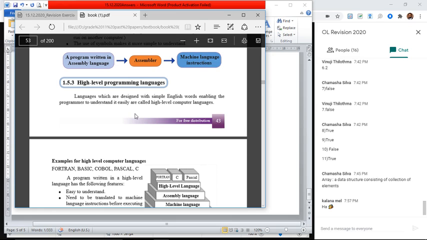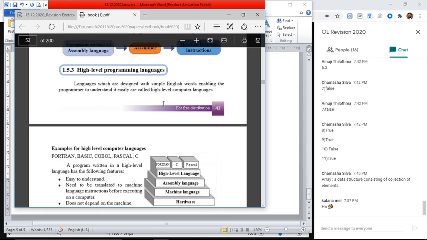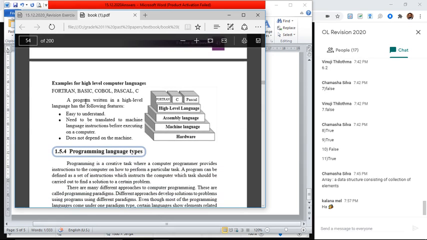Okay, right? Programmers can understand this very easily. Examples for high level computer languages: Fortran, Basic, then COBOL, Pascal, C, like that many things are there. A program written in a high level language has the following features: easy to understand, need to be translated.